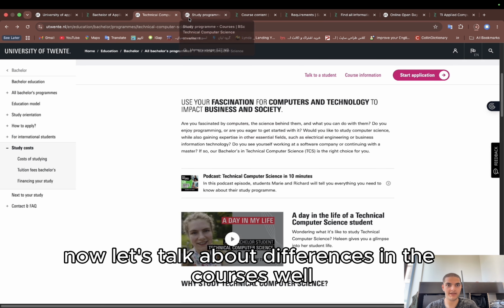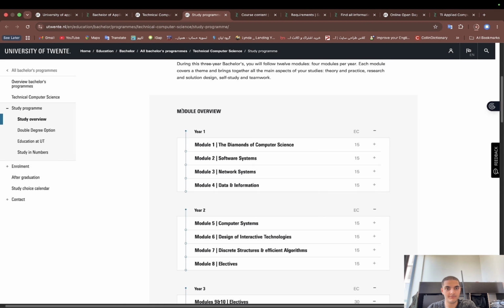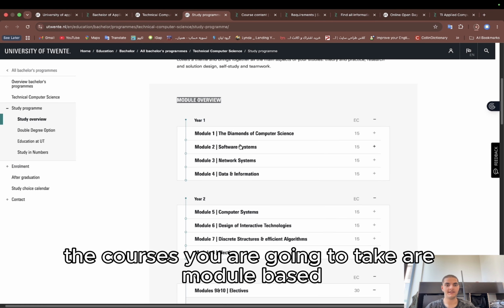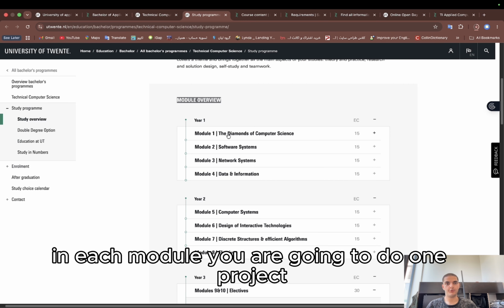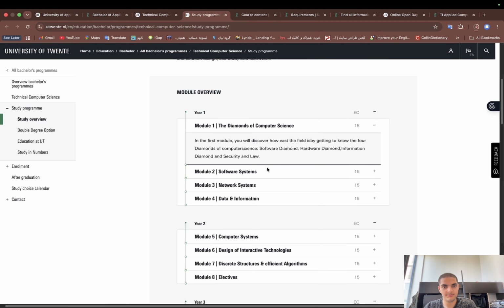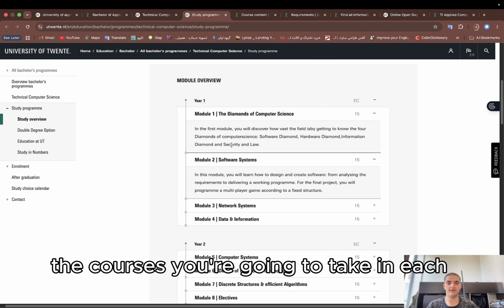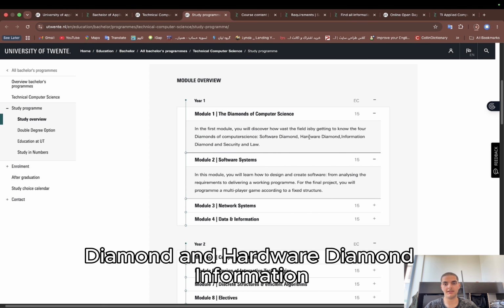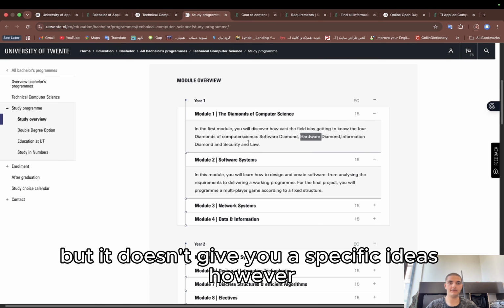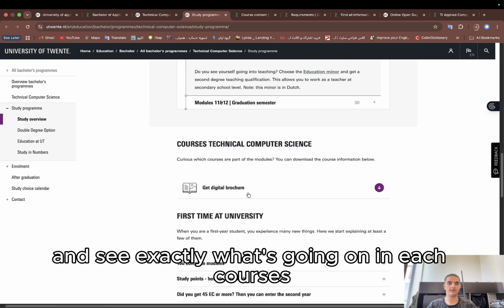Now let's talk about differences in the courses. In University of Twente, the courses you are going to take are module based. In each module, you are going to do one project, and you have 4 modules in each year. And here it doesn't really mention the courses you're going to take in each module. Here it says software domain, hardware domain, information domain, security and law, but it doesn't give you specific ideas. However, there is a brochure you can download here and see exactly what's going on in each course.